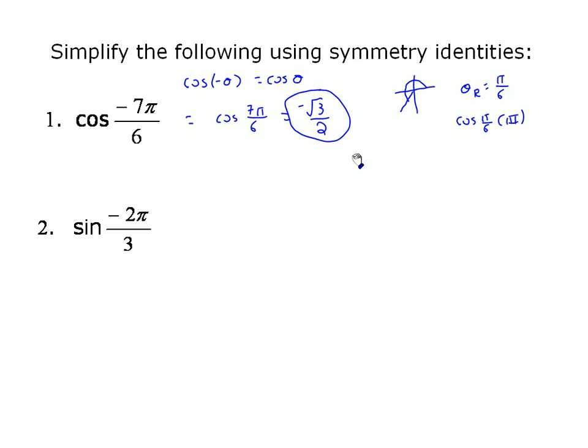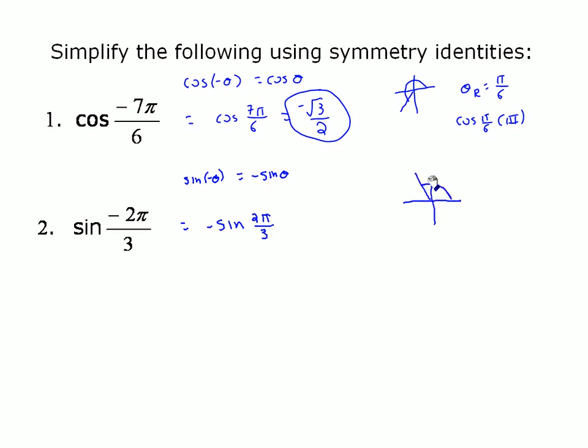Second one, kind of a similar thing. The sine of negative 2 pi over 3, if you remember that the sine of negative theta is equal to negative sine theta, then this one turns into negative sine 2 pi over 3. And that being the case, the sine of 2 pi over 3, well, I'll do the same thing. You probably don't need to draw this.